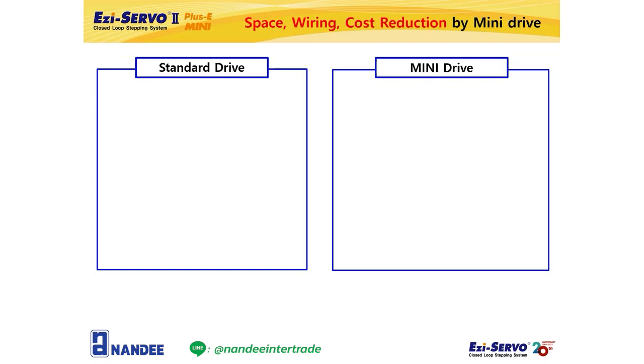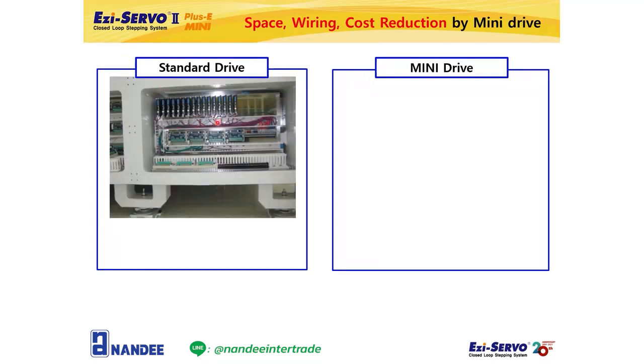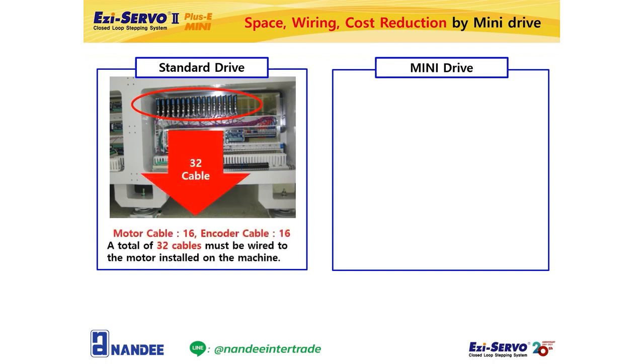Finally, I will explain another case applied in an actual machine. If you look at the picture, a total of 16 axes are applied. When using existing standard drives, a separate space was required for the drive installation. In addition, because the size of the drive was large, it was not possible to install the drive close to the motor. The cable length from the drive to the motor is long, making wiring complicated. From each drive, 16 motor cables and 16 encoder cables are connected, so a total of 32 cable bundles must be wired on the motor side.